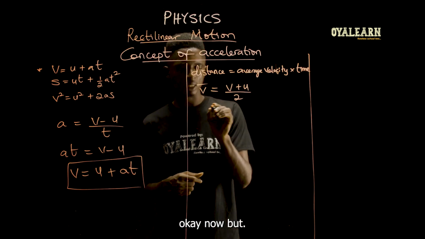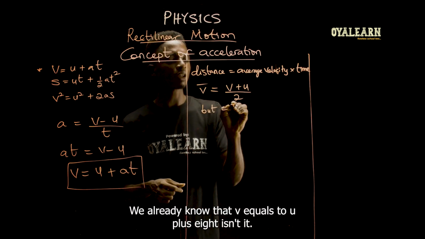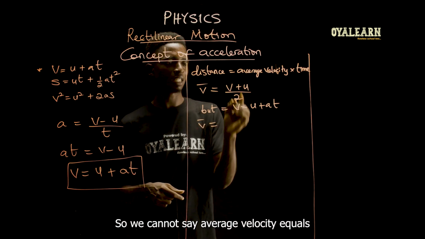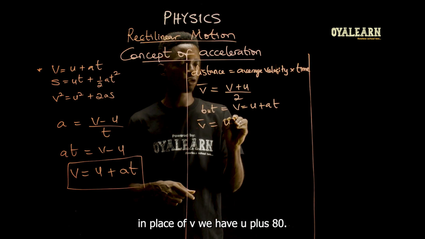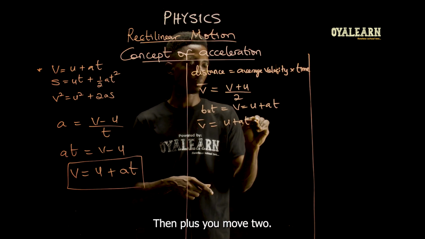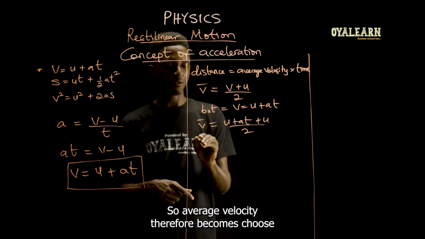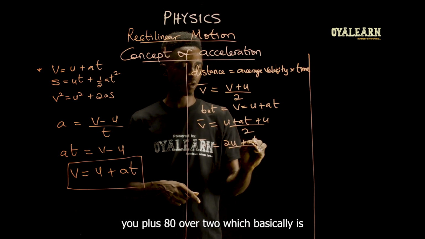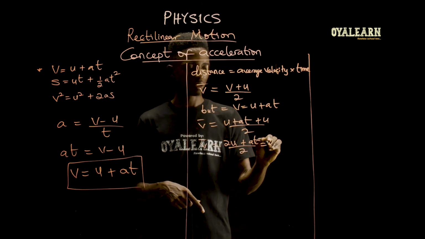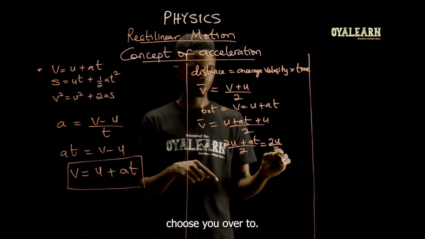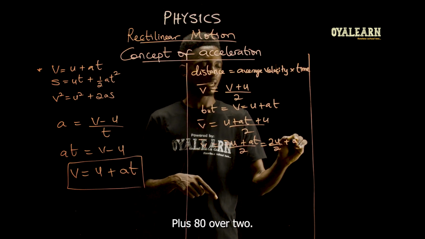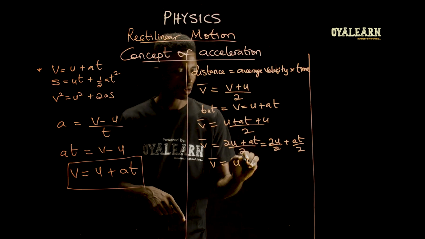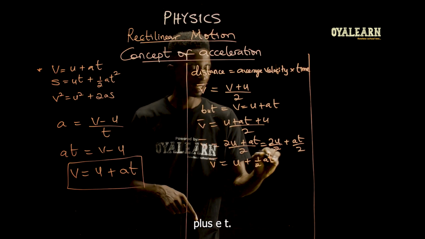Now, we already know that v equals u plus at, isn't it? So we can now say average velocity equals, in place of v, we have u plus at, then plus u over 2. So average velocity therefore becomes 2u plus at over 2, which basically is 2u over 2 plus at over 2. Now from here we can say average velocity is u plus half at.